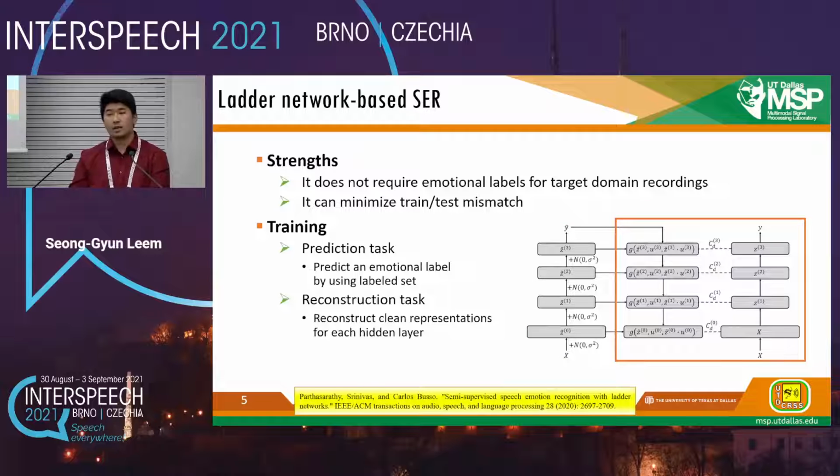The second task is a reconstruction task. In the reconstruction task, the decoder reconstructs the clean representation from the noisy encoder. To reconstruct the clean representation, they use a lateral connection from the noisy encoder and the denoiser in each layer. So by simultaneously training the model with the prediction and reconstruction tasks, this model can predict the emotional label as well as contain the information of the unlabeled dataset.